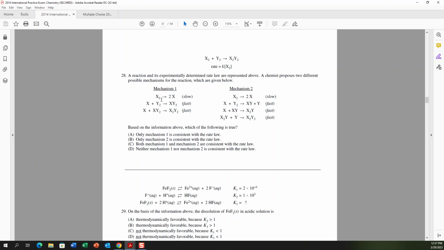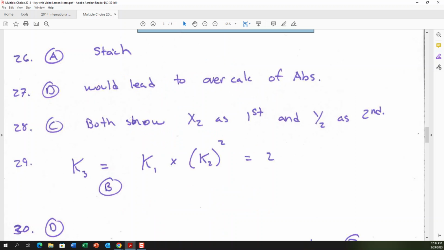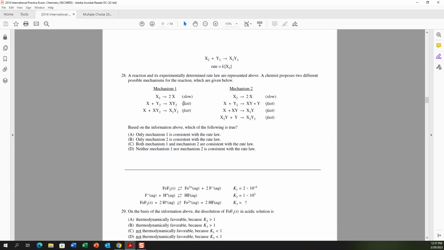So X2 is first order, and then Y2 only shows up afterwards. So both these mechanisms seem to be fine. Both mechanism 1 and 2 are consistent with the rate law. There you go, C. All right. So that's kind of a tricky question, because a lot of people are going to want to pick one or the other, but if you add all these up, it would get this reaction, and both mechanisms agree with the rate equation that was given, so it's all good.